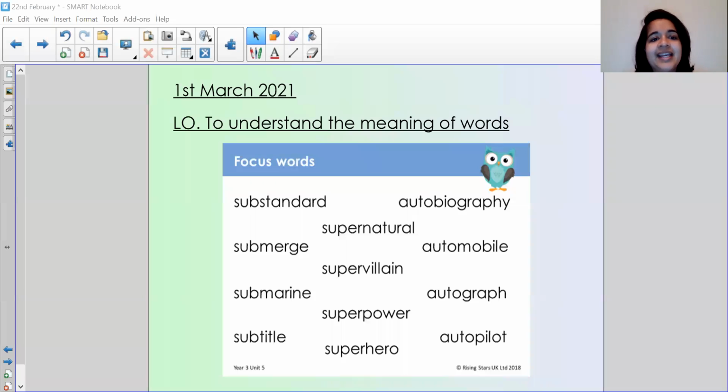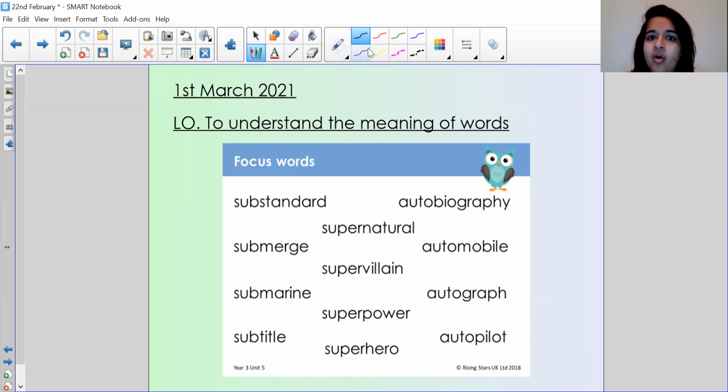Okay, so today is the 1st of March, 2021. And of course, because it is vocabulary, we're going to learn to understand the meaning of different words. These are the words that I introduced to you last week. And what you notice about them is that they've all got prefixes in front of them. Remember, prefixes are a group of letters added to the beginning of the word, and it changes the meaning.